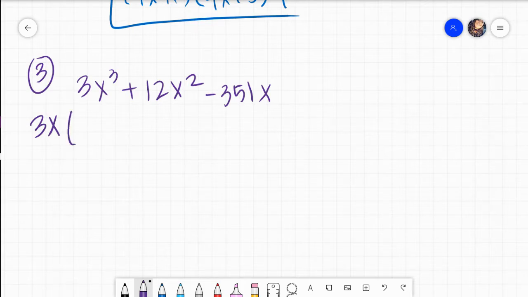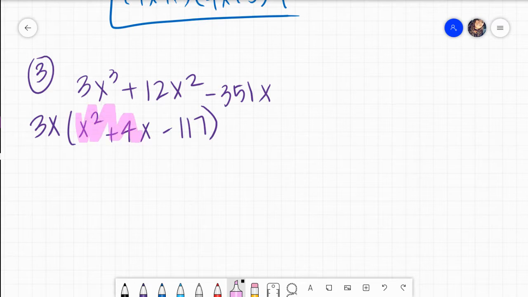Now we divide. 3 divided by 3 is 1. X cubed divided by x is keep and subtract. 12 divided by 3 is 4. Signs are the same, so it's positive. X squared divided by x is keep and subtract. 351 divided by 3 is 117. Signs are different, so it's negative. X divided by x goes to 1. So there you go. Now, I actually have it in the correct form.